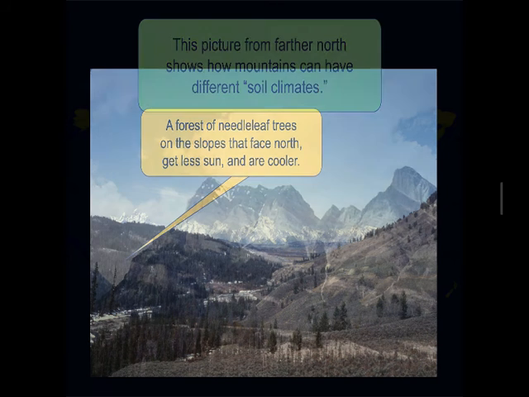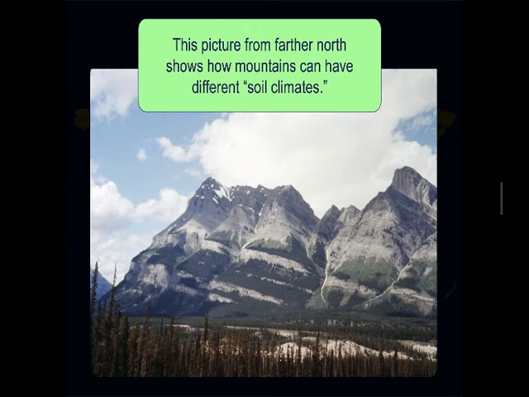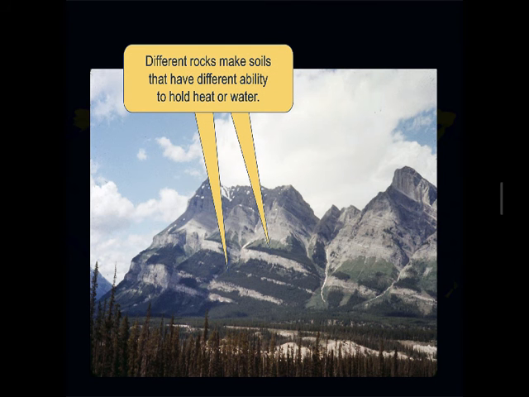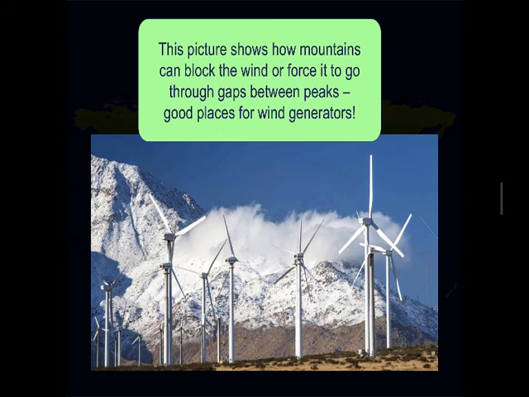This picture from farther north shows how mountains can have different soil climates. Different rocks make soils that have different ability to hold heat or water. This picture shows how mountains can block the wind or force it to go through gaps between peaks. Good places for wind generators.